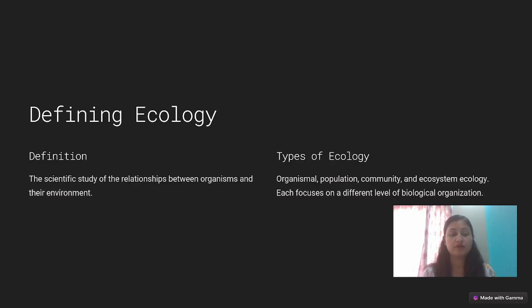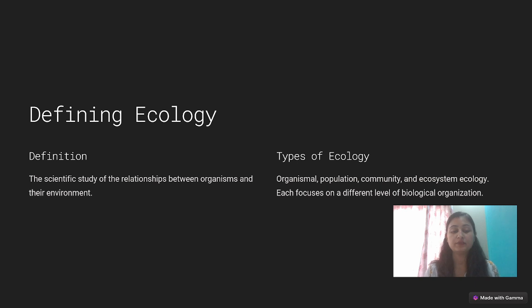So next is defining ecology. Now that we have a sense of what ecosystems are, we'll get into ecology. In terms of definition, it is the scientific study of the relationship between organisms and their environment. It is the how and the why of the what. There are several types of ecology: organism ecology, population ecology, community ecology, and ecosystem ecology.